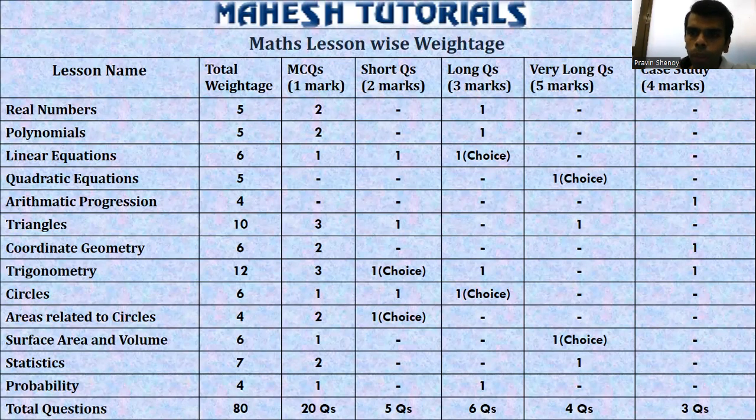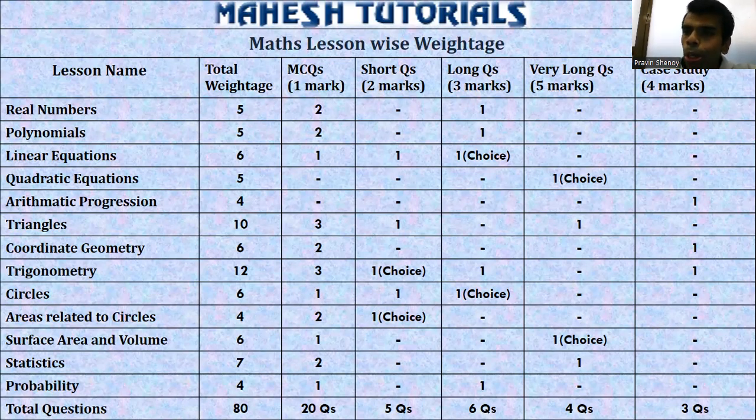Going ahead towards the next one, which is coordinate geometry. The weightage for this coordinate geometry is 6 marks. And this 6 marks is divided into 2 MCQs of 1 mark each and 1 case study based question for 4 marks. The next chapter over here is trigonometry. Sir, just now you said that triangles has the maximum weightage. But here trigonometry has 12 marks. So trigonometry should have the maximum weightage, right?